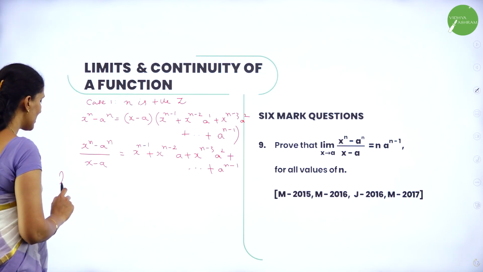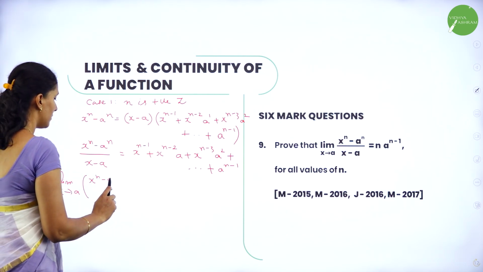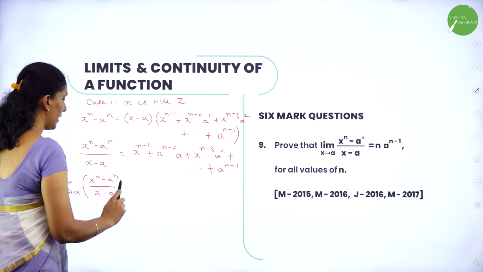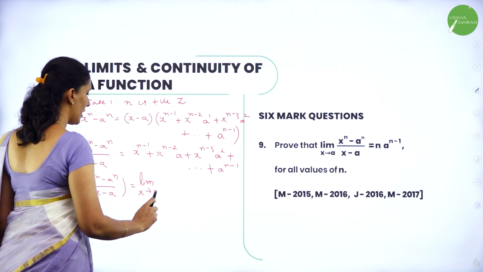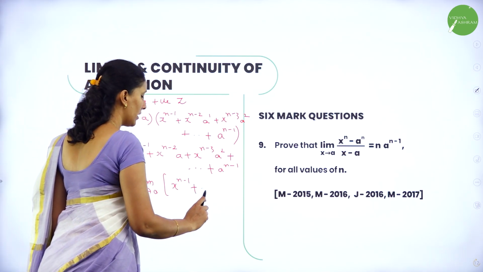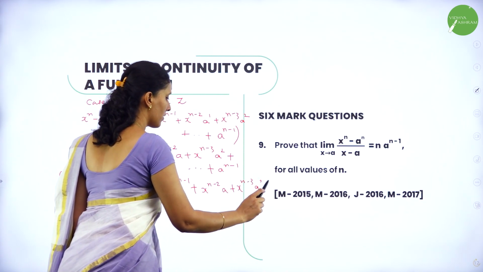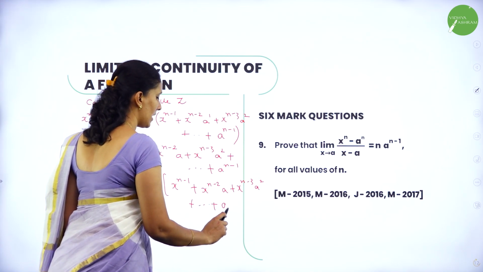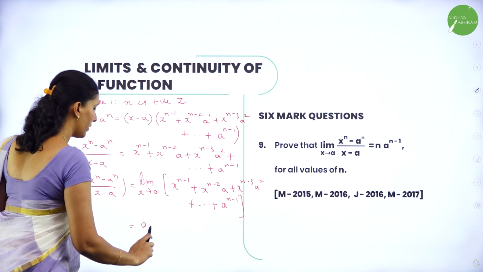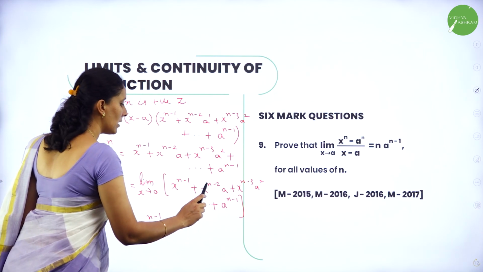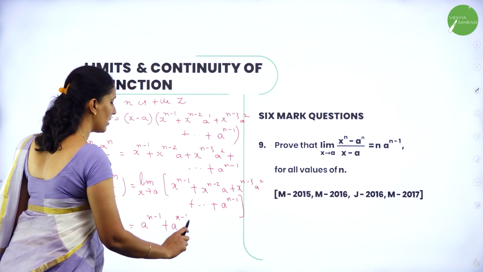Now apply the limit as x tends to a on both sides, then we'll get here limit x tends to a, x to the power n minus 1, plus x to the power n minus 2 a, plus x to the power n minus 3 a square, plus etc., plus a to the power n minus 1. Let us apply the limit as x tends to a, then it will be equal to a to the power n minus 1, plus a to the power n minus 2 times a, which you will get as a to the power n minus 1 only.